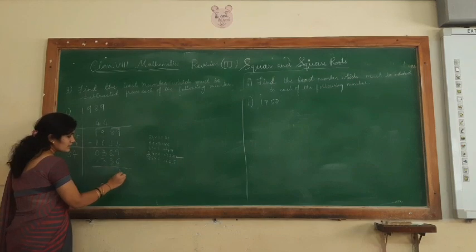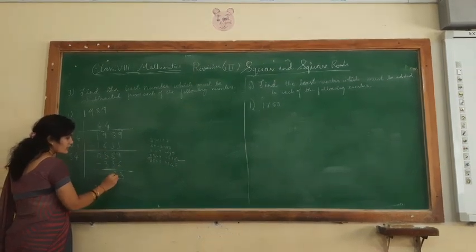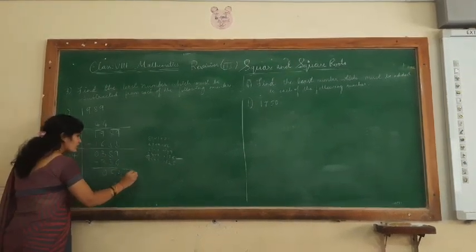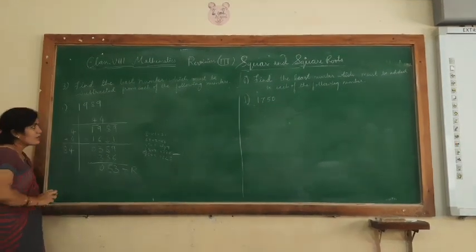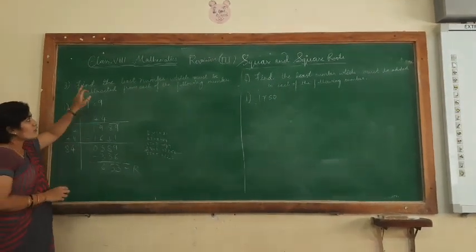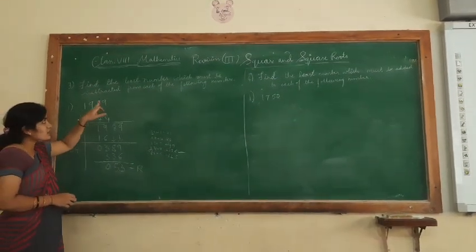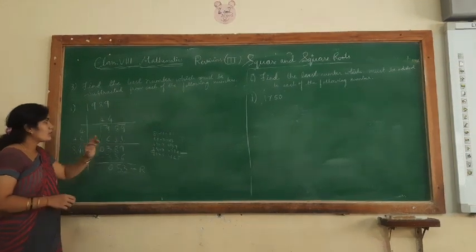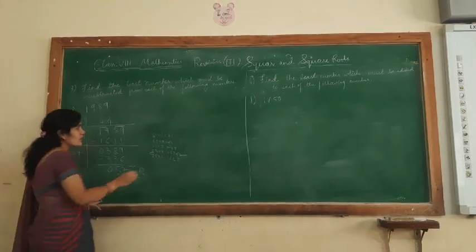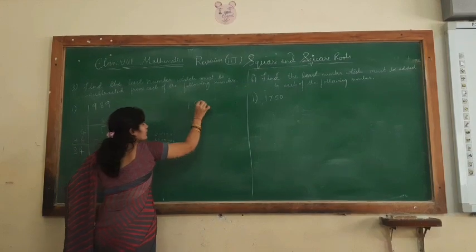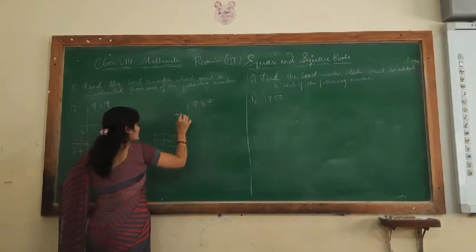9 minus 6 is 3. 8 minus 3 is 5. 3 minus 3 is 0. So what is the remainder here? The remainder is 53. So according to the question, find the least number which must be subtracted from each of the following numbers. So from this number you subtract the remainder: 1989 minus 53.